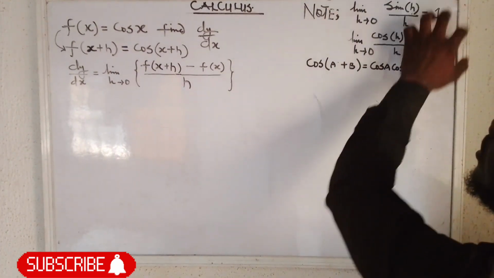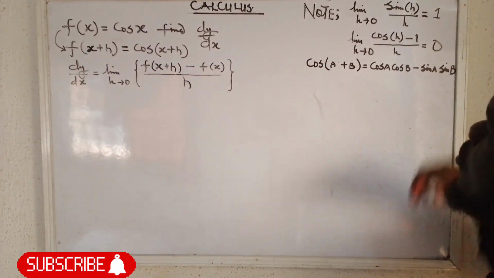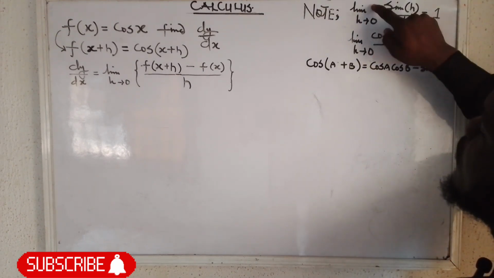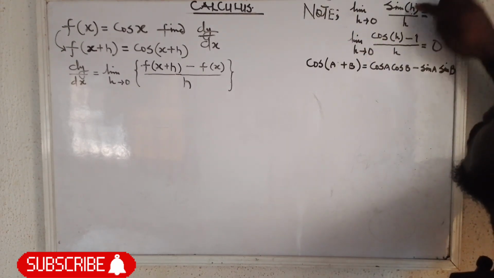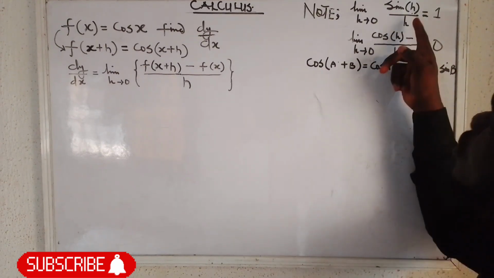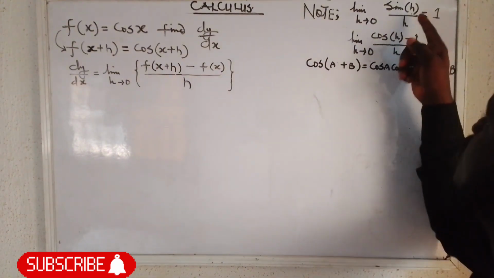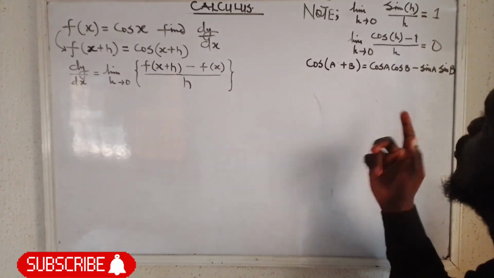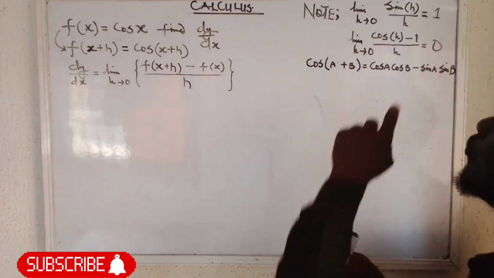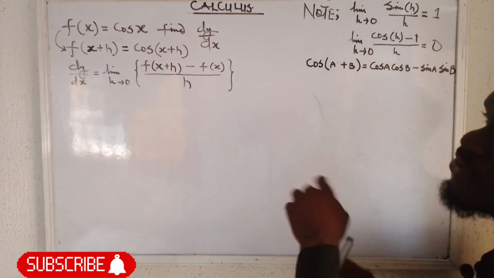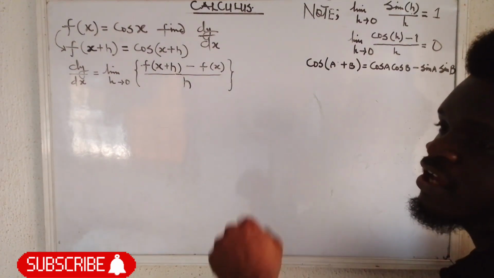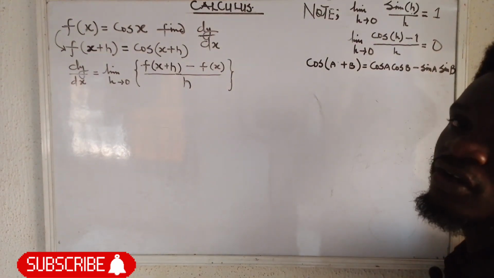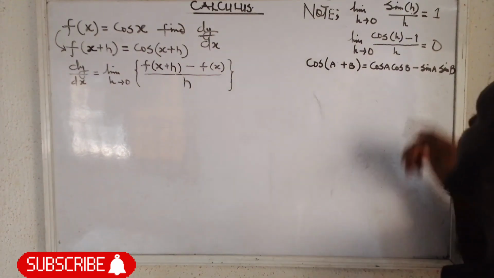These two are called standard limits. Whenever you are taking the limit as h tends to 0 of sine h divided by h, mind you, h is not the hyperbolic function, no, h is the increment in x. Note that if you are not familiar with the h I'm talking about, go back to my first video. The link will be given at the end of the video, or probably in the comment section, for your convenience.